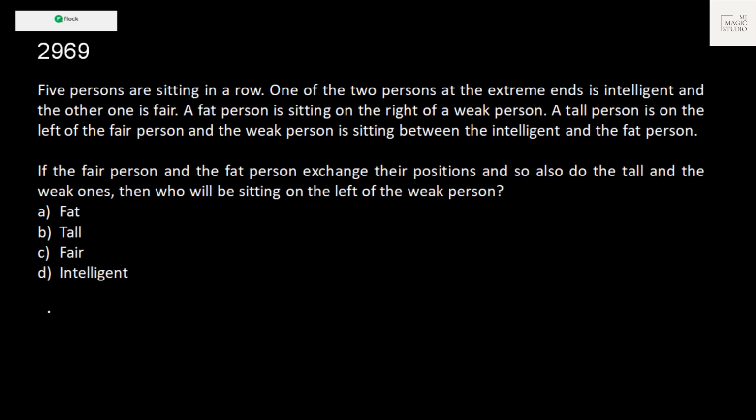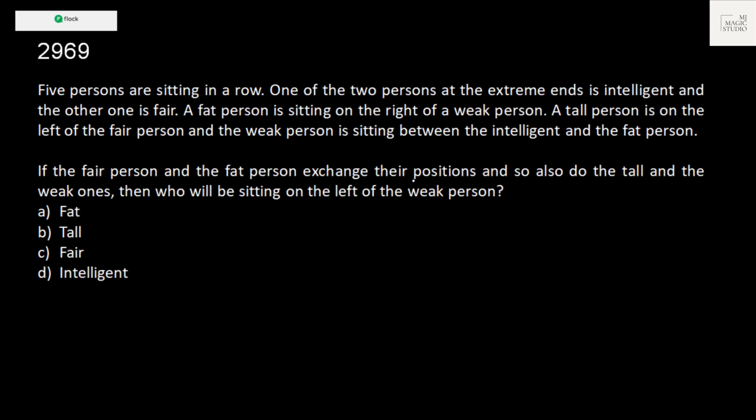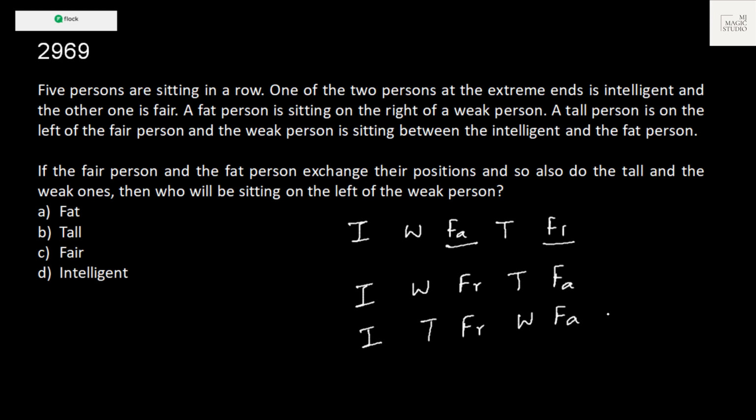And let's see the last one. For the last one, let's have this: I, W, fat, T, F. This is the arrangement which we have. If the fair person and the fat person exchange their position, I, W, F, R, T, F, A. And so also do the tall and the weak one. So it will be I, T, F, R, W, F, A. Then who will be sitting on the left of the weak person? On the left of the weak person is the fair person. Option C is the pick.